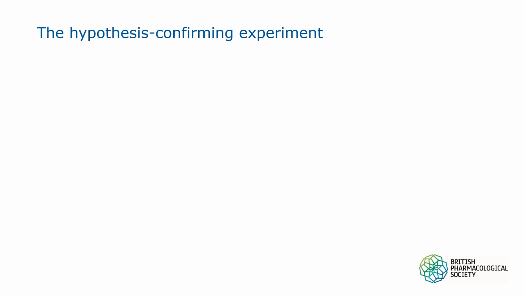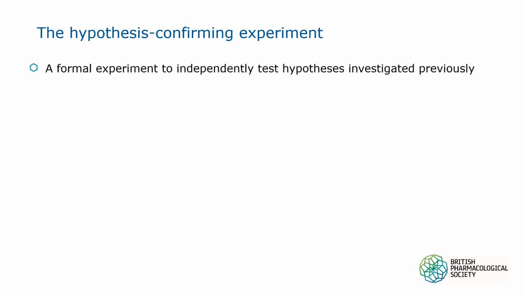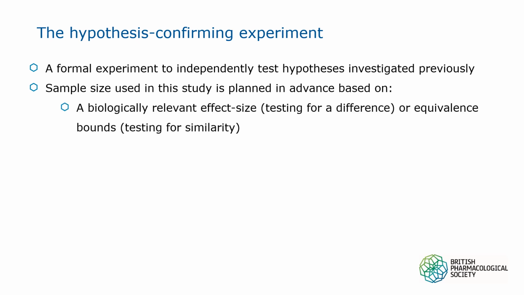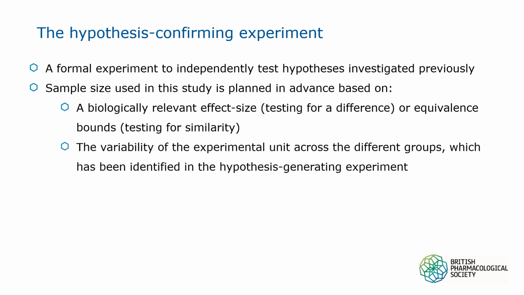The hypothesis confirming experiment. You can now move on to the formal hypothesis confirming experiment to independently test your hypotheses. These experiments should be used to confirm your hypothesis because you should believe you can now predict what the response to the intervention is. At this stage, you should have identified a suitable sample size. This is estimated using power analysis based on the biologically relevant effect that you expect to find and the variability of the response across the different groups within your animal model.